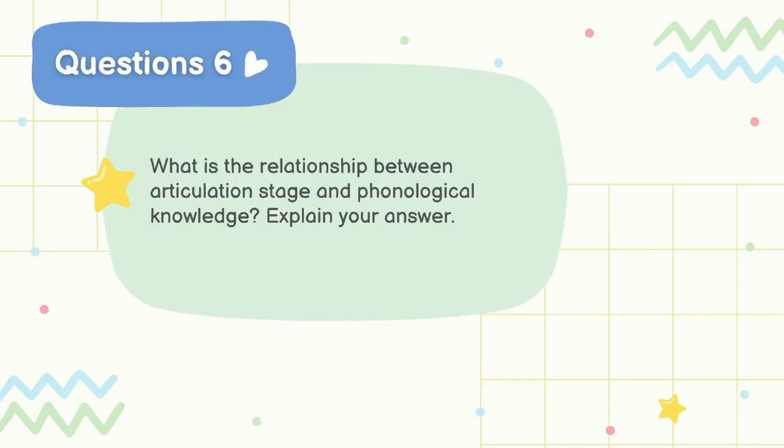Number six, what is the relationship between articulation stage and phonological knowledge? Phonological knowledge is crucial in the articulation stage because it ensures that the sounds of words are produced correctly according to phonological rules. Phonological knowledge helps us to correctly pronounce the word during the articulation stage. Without this knowledge, speech could be unclear or misunderstood.